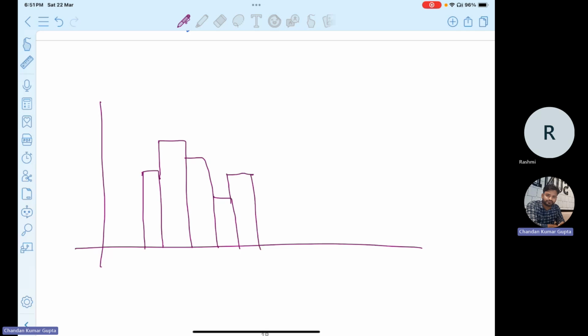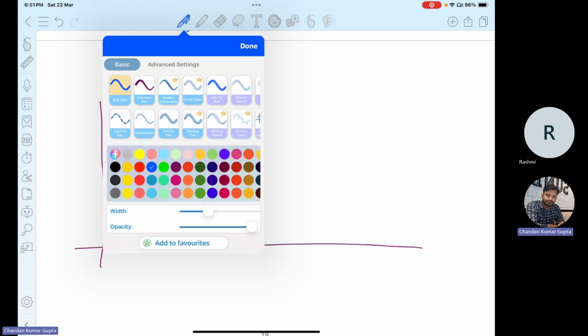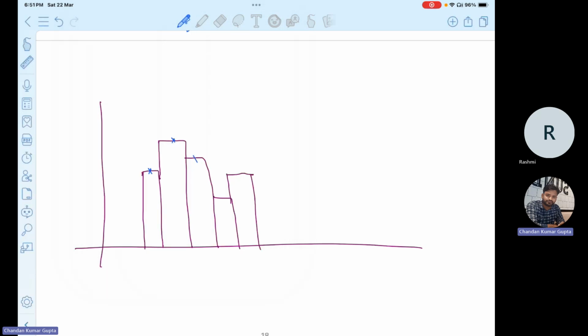Okay, suppose this kind of data is there. Then suppose we take the mid value, and draw these cross points with a straight line. The two cross points like this, then this blue curve is defined as the frequency polygon. It is like a polygon, right? Because there are more sides, and the base is the x-axis. So it is a frequency polygon.